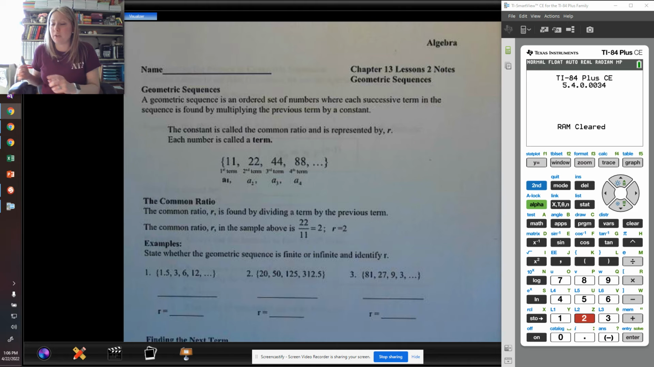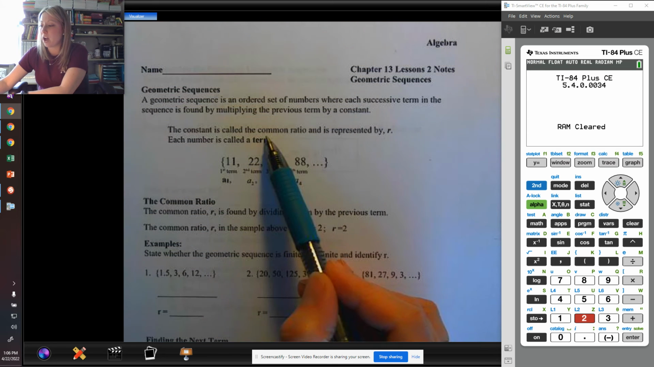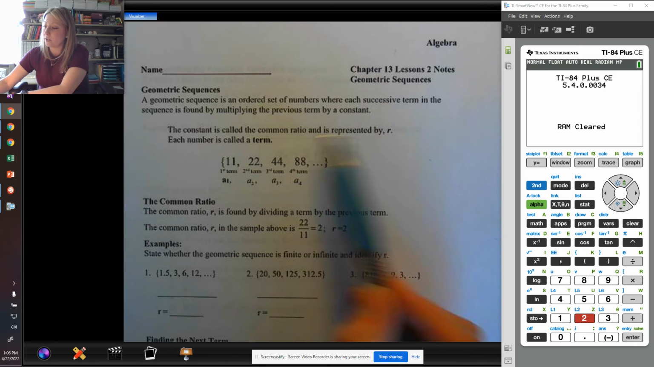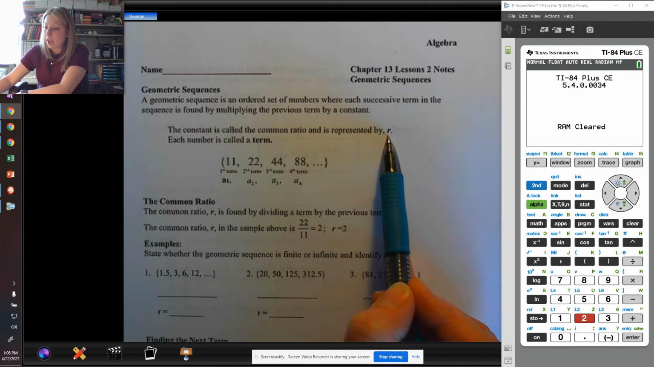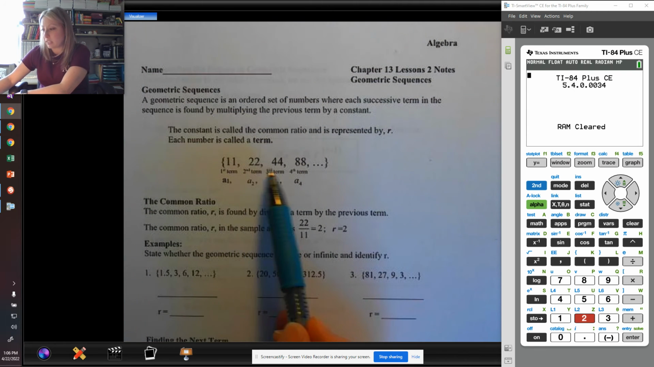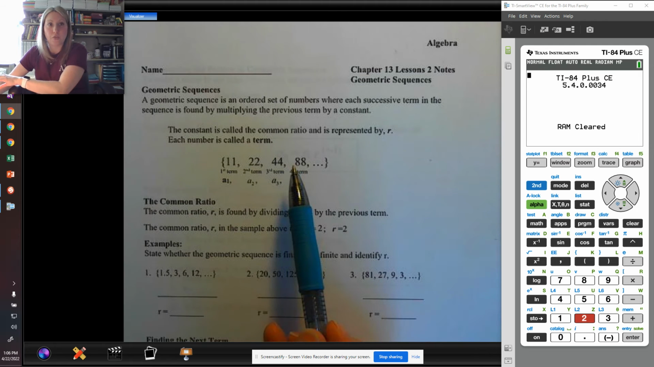So geometric sequences, and what is the difference between these and arithmetic is what we're going to get into today. Geometric sequences are still a group of numbers that are distinguished by a specific amount, this time called the common ratio, or the R value. And each thing inside the sequence is called a term.